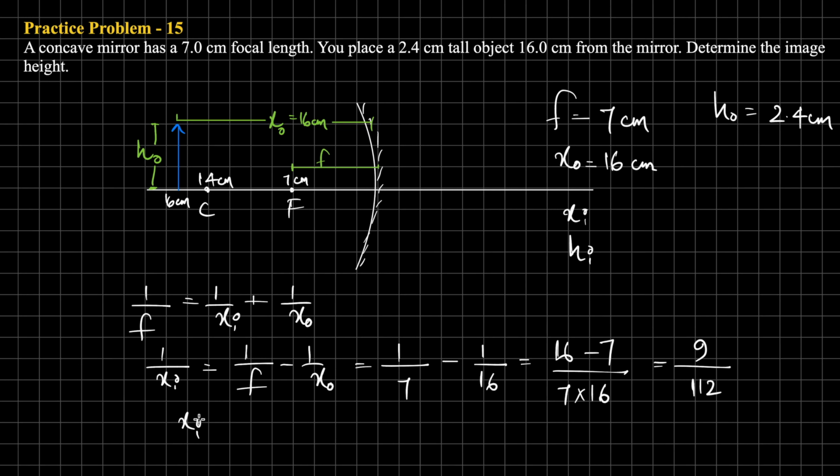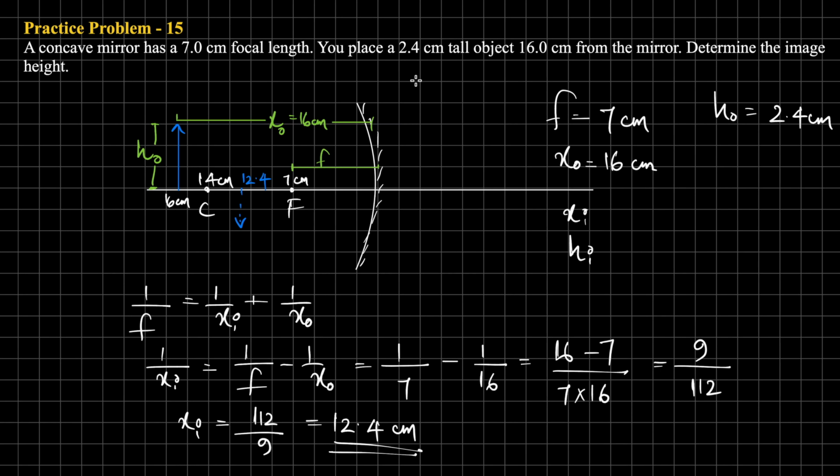So to find Xi, we need to flip it. 112 over 9, 12.4 centimeter. So we'll get the image 12.4 centimeter from the pole in front of the mirror, because we have placed the object beyond C. So we're going to get an image between C and F. This point is 12.4 centimeter.